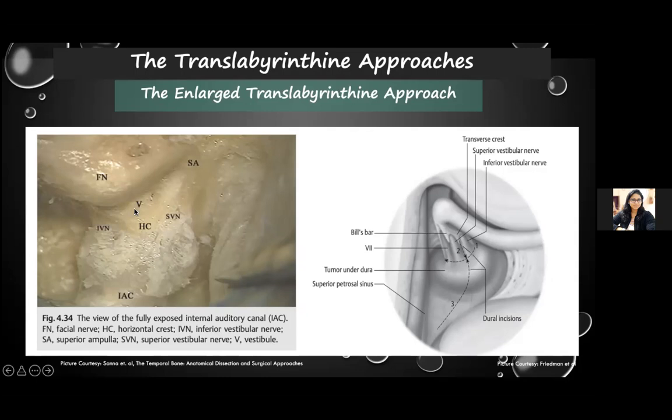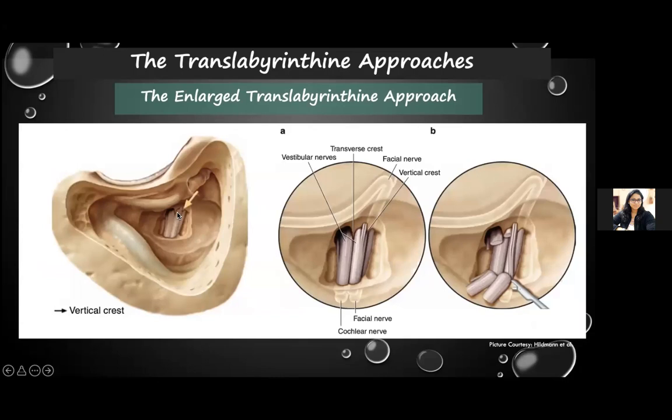Here you can see the vestibule. Beneath that you have the horizontal segment, the horizontal crest. The horizontal crest is a crest which divides the inferior and the superior vestibular nerve. Now again, that is shown here more nicely.